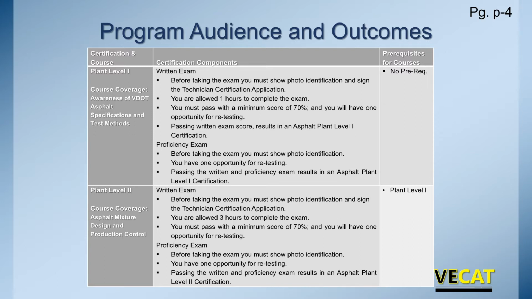Some other things to keep in mind, Plant 1 and Plant 2, you're taking a written exam. So the written exam covers the material that is in your manual and covered in this course. You need a 70% to pass both level 1 and level 2. And once you pass the level 1, you take a proficiency exam to get your credential. And once you pass level 2, you take a proficiency exam. You can take the written exams back to back, however, you will not be credentialed until you pass the associated proficiencies.